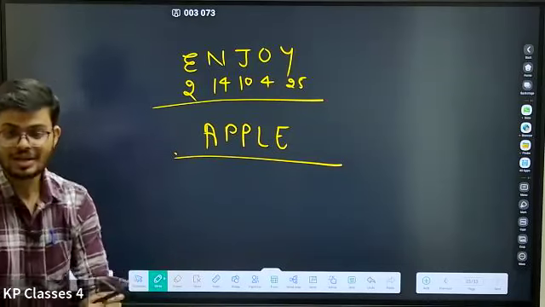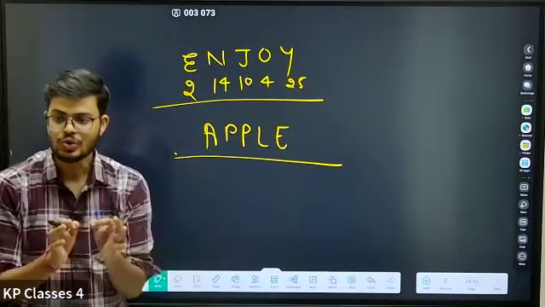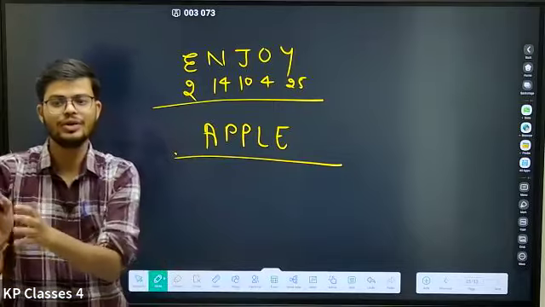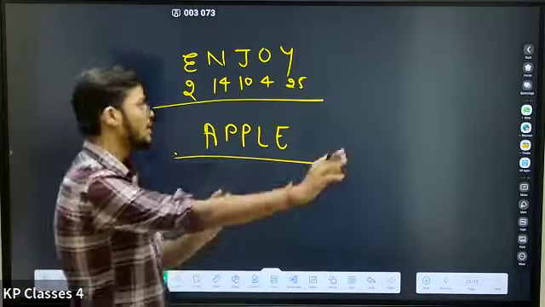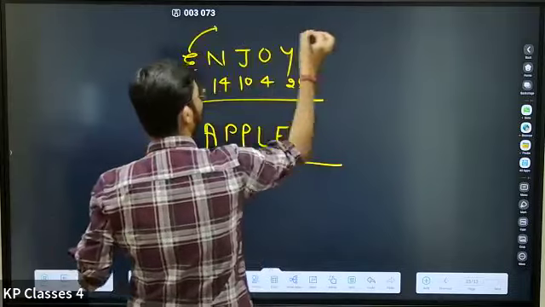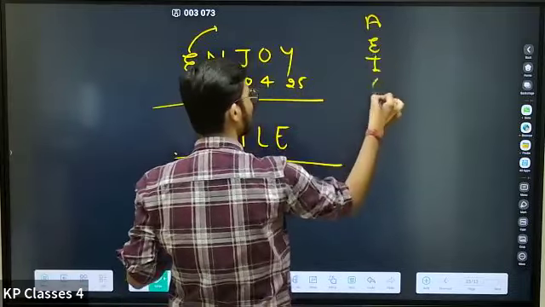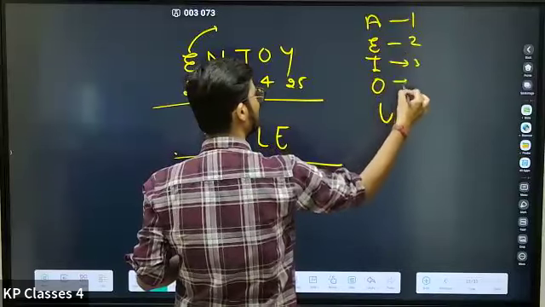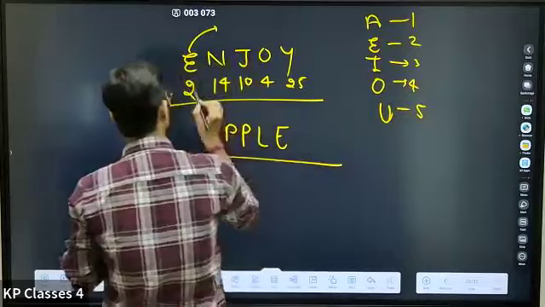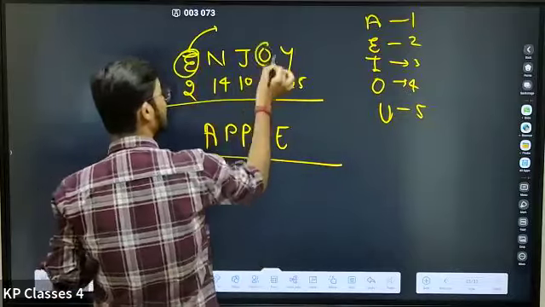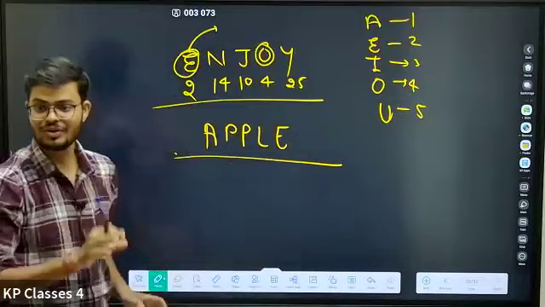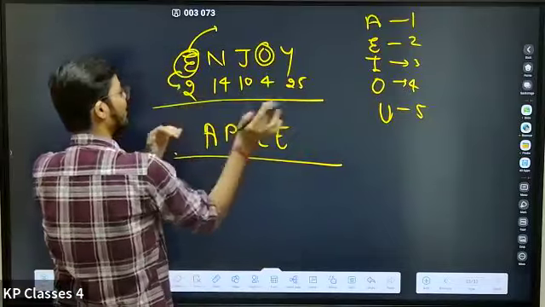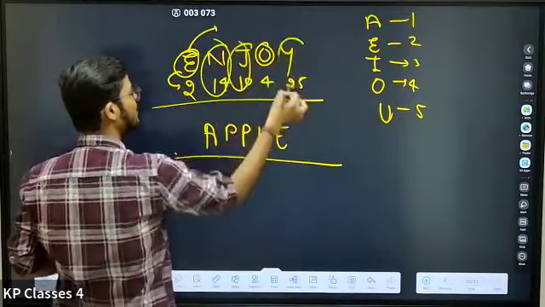See, try to understand. Sometimes you'll be finding that the place values for consonants are given differently, and the place values for the vowels are given differently. How are they doing that? A, E, I, O, U. These are vowels. So 1, 2, 3, 4, 5. Try to understand that. You are finding different values for vowels. We need to have that kind of observation. Now here E is at 2, O is at 4. So they have given the place values for vowels differently. N is at 14, J is at 10, Y is at 25.